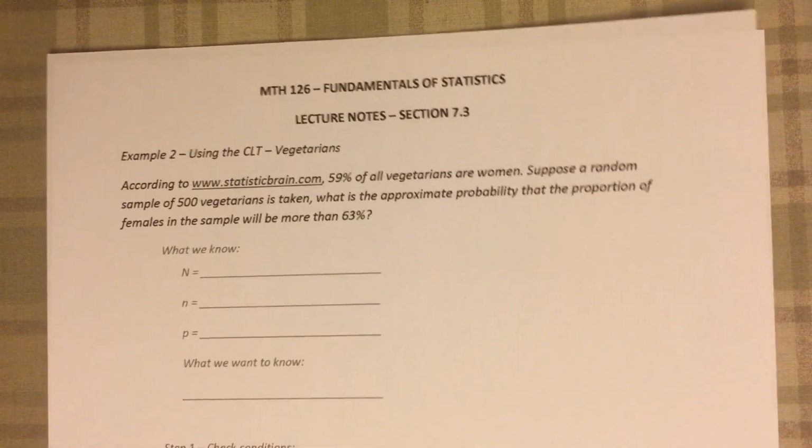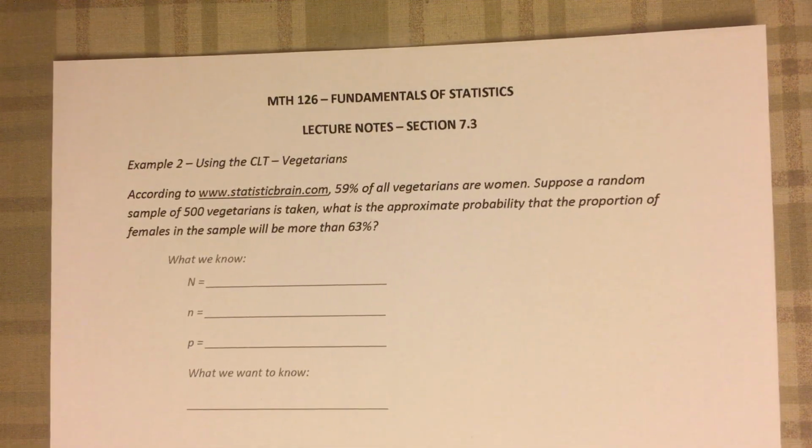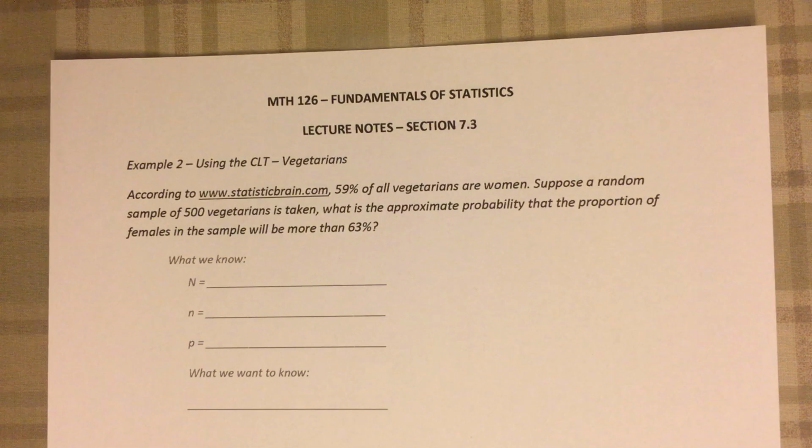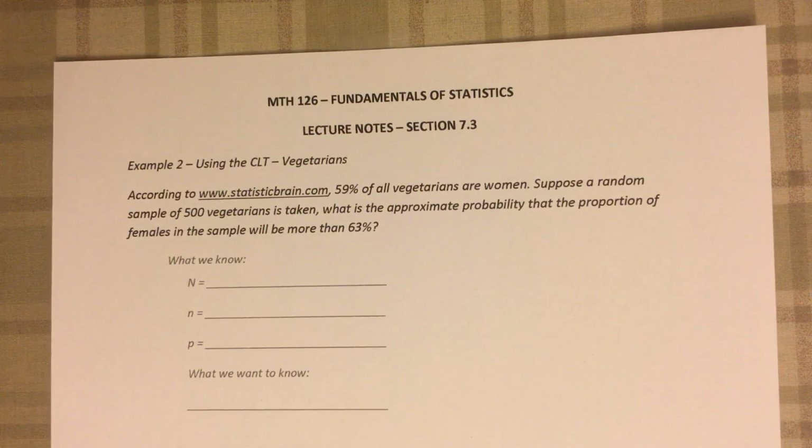So we're going to work through some more examples. Example 2, we're going to use our central limit theorem. This time we are going to be finding the approximate probability that the proportion of females in the sample will be more than 63%. So here we're looking at a statistic about vegetarians. According to the statistic, 59% of all vegetarians are women.